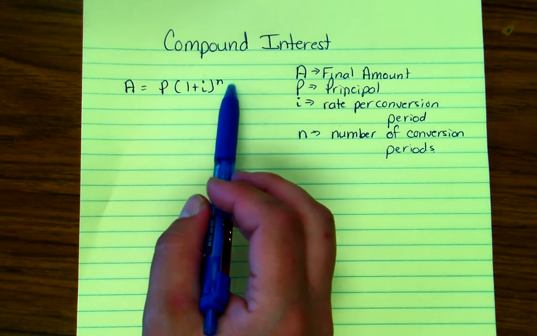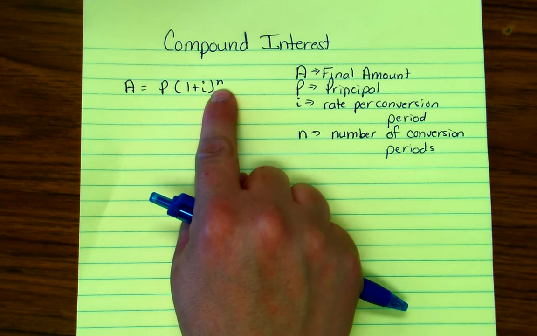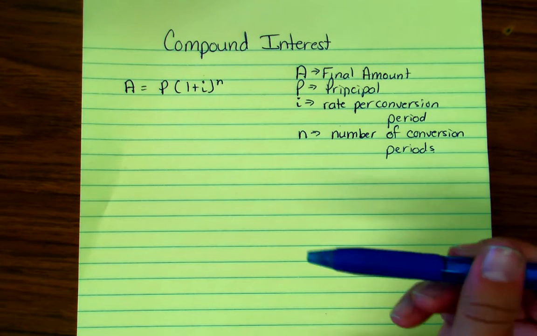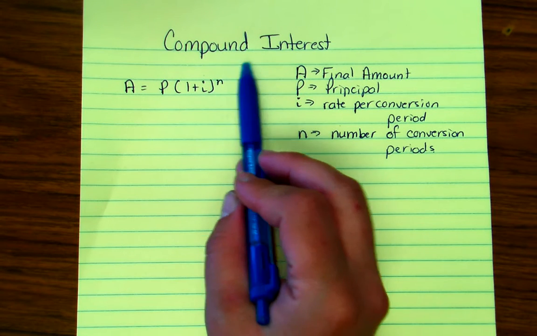So today we're going to look at an exponential formula, where n is in the exponent, but it's going to be related to money. So we're going to talk about compound interest. Interest that's compounded is when interest is added in.